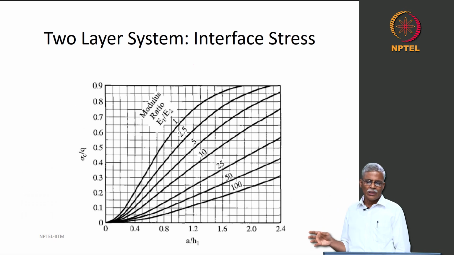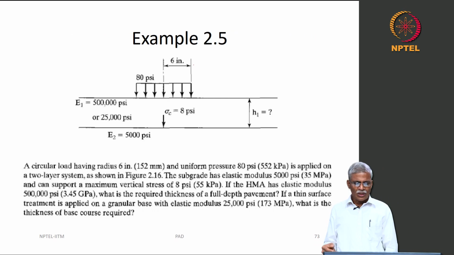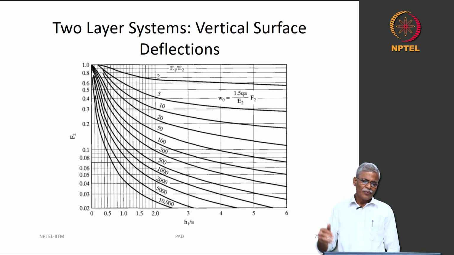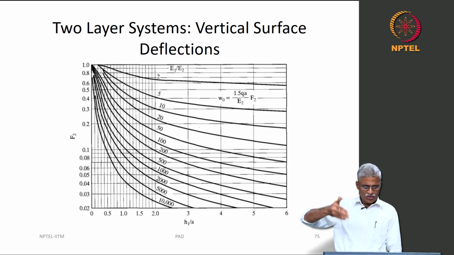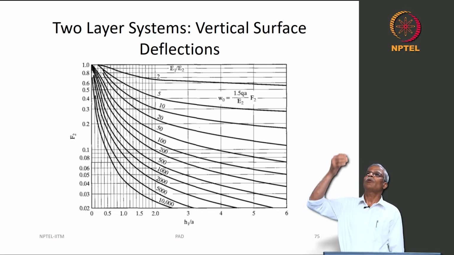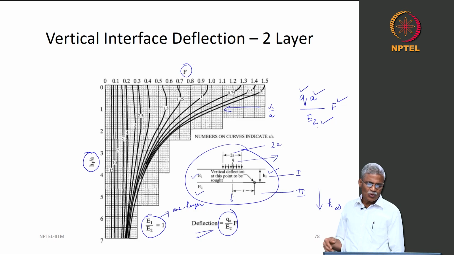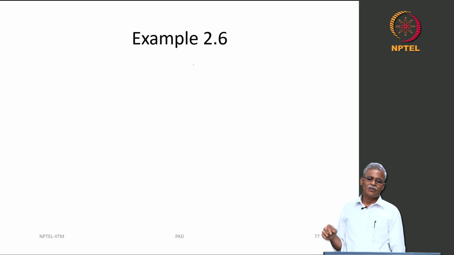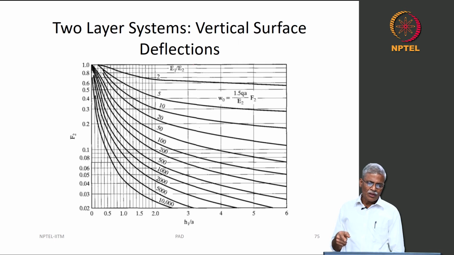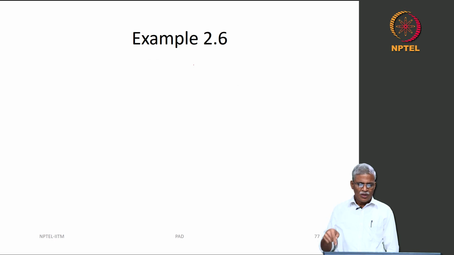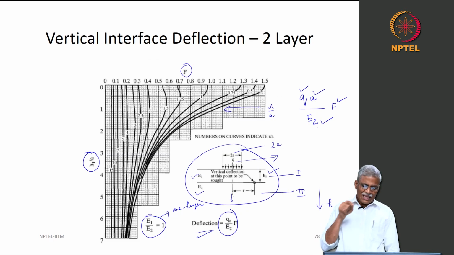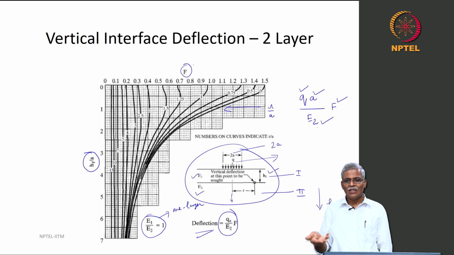So, we went into the 2-layer theory and then we talked about the interface stress here, and then we talked about interface vertical surface deflection for a 2-layer system and so on and so forth, and we also talked about the vertical interface deflection. So, the one that we talked about was the surface deflection W naught at the surface. Now, we want to know what is the interface deflection at the interface.